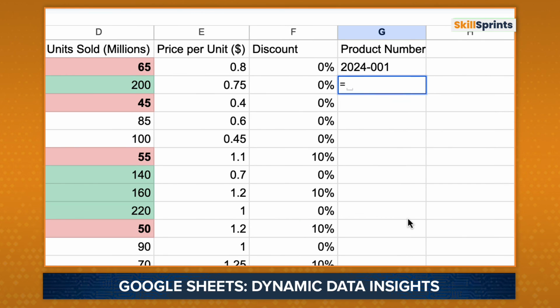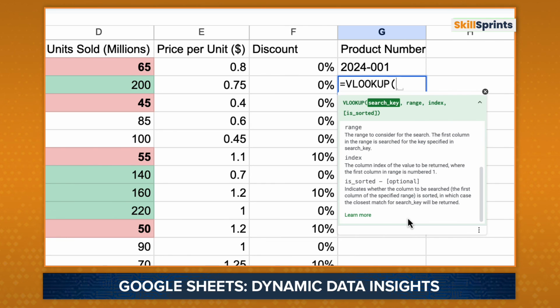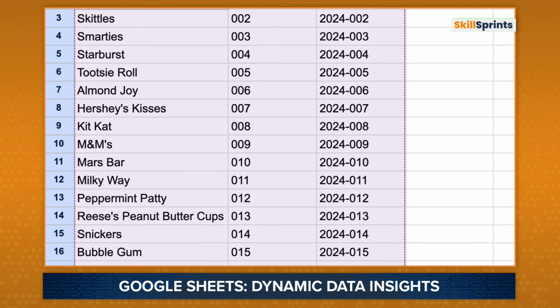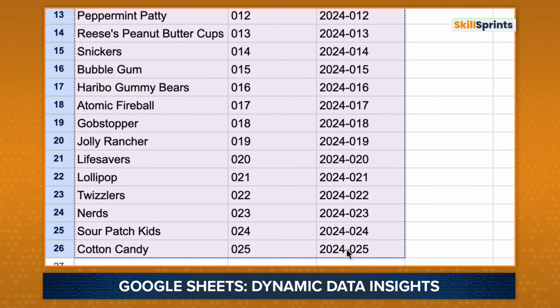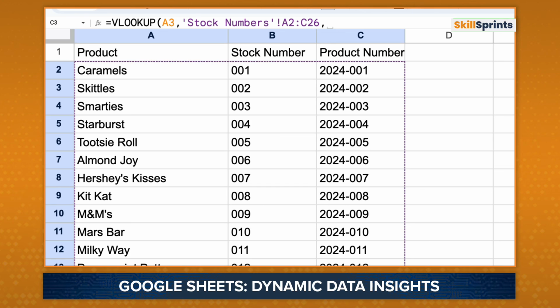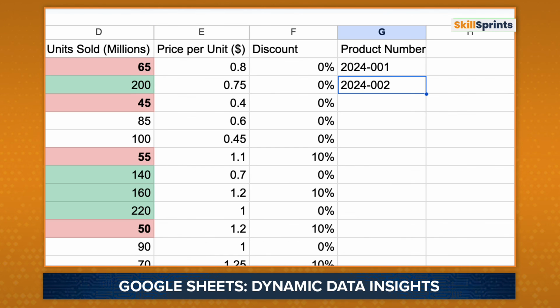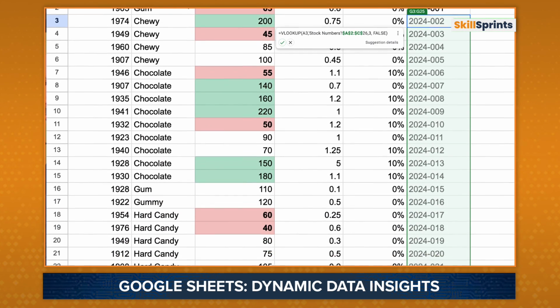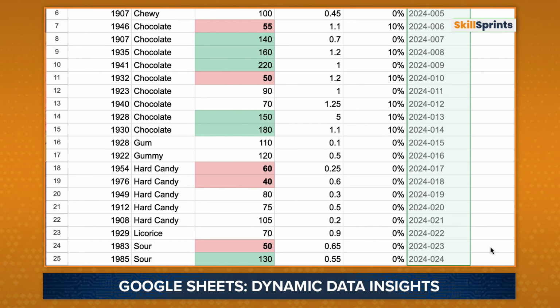Let's do the next one. VLOOKUP. Again, the search key in this case is going to be A3. The range is all of the data from our stock numbers page. The column index is going to be 3. And we should put our last parameter here as false because this is not sorted data. And there you can see 24-2002. And now we have all of our product numbers here on our spreadsheet.